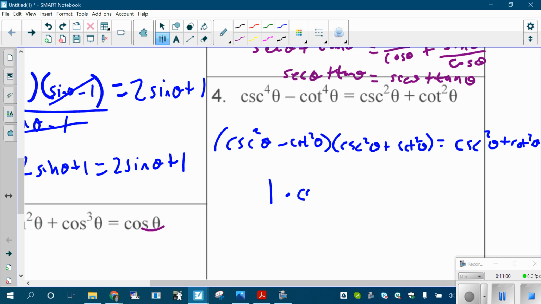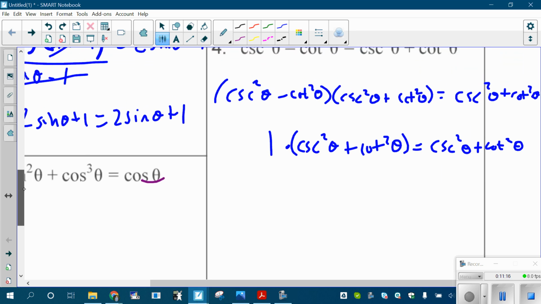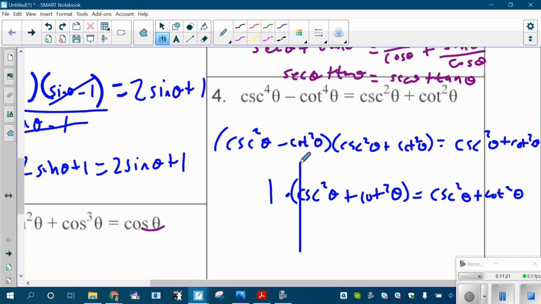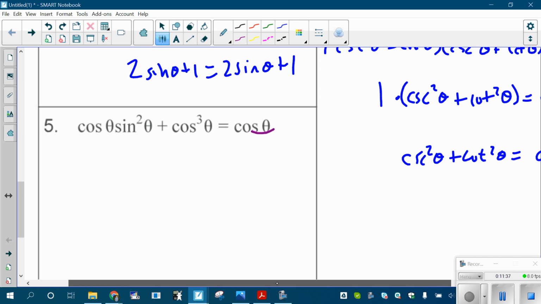Okay. So now I'm left with 1 times cosecant squared plus cotangent squared on the left. On the right, I got cosecant squared plus cotangent squared. Notice that I'm writing an extra step here just to make sure it's extra clear. I replaced the cosecant squared minus cotangent squared with a 1. And now, 1 times cosecant squared plus cotangent squared is just cosecant squared plus cotangent squared on the left, and cosecant squared plus cotangent squared on the right. Left side looks like right side. I'm done.